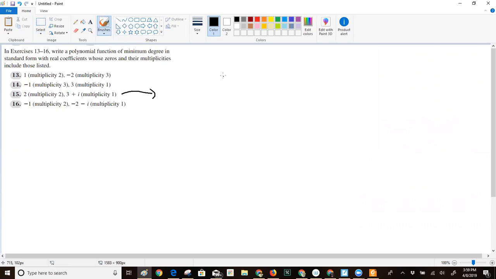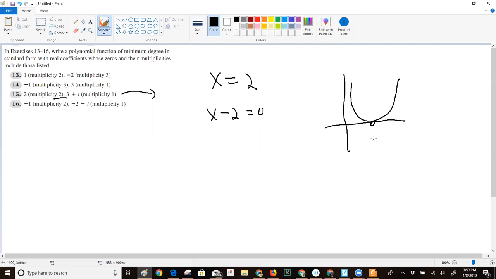I noticed they told me that x equals 2 is one of the zeros. Well, that means one of the factors is going to be x minus 2, because if we just think about solving it for 0 to get this, we'll just move it backwards. And then they're telling me it's a multiplicity 2. So that means that the function acts like x squared when x equals 2. So it touches the x-axis at x equals 2.